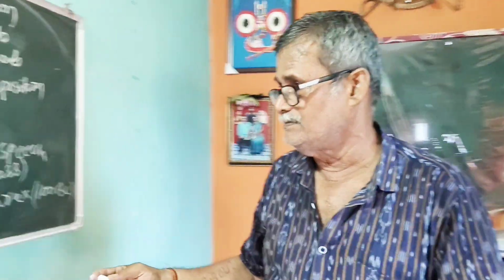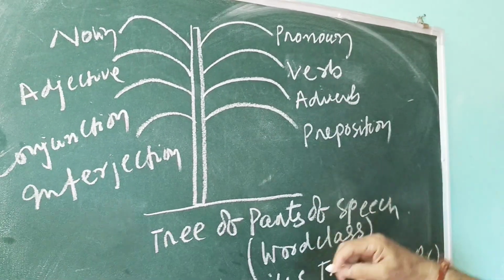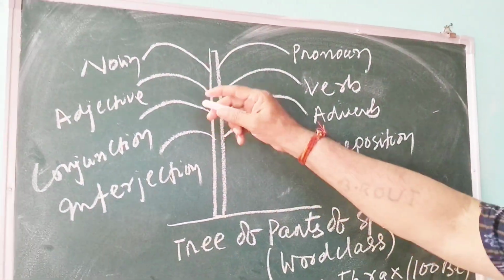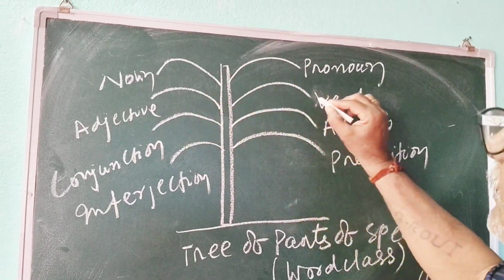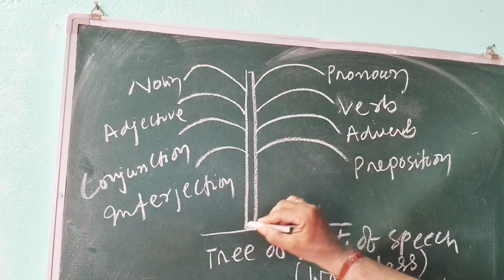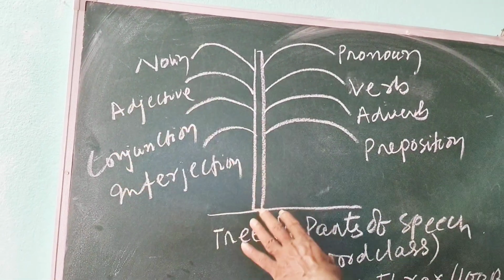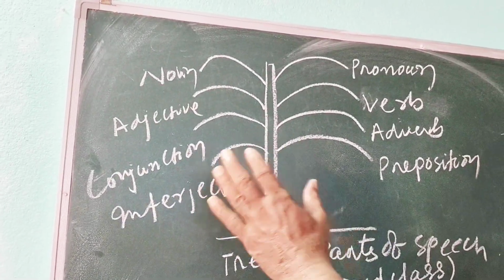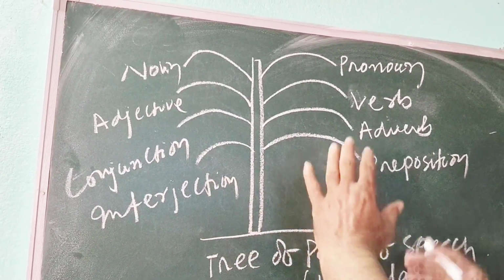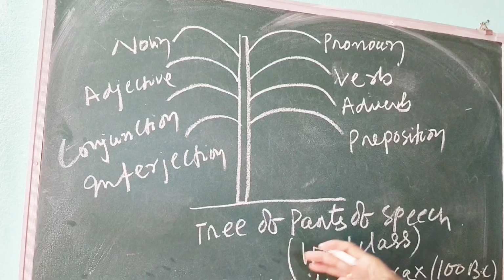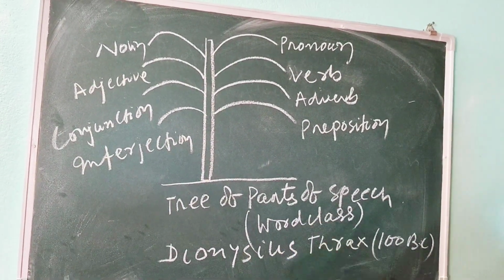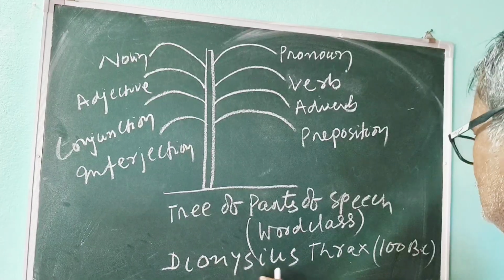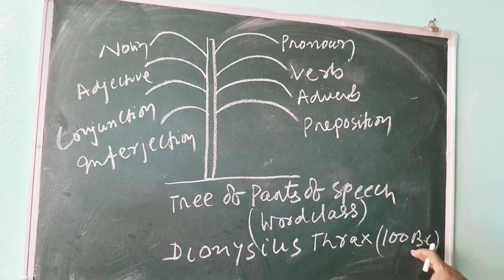Come to the board and see. I prepared a tree of parts of speech. Previously, I have done it. It has 8 branches: noun, pronoun, adjective, verb, conjunction, adverb, interjection, preposition. And according to the acronym that I prepared, nine people are very carefully advancing into the poem. I have named it the tree of parts of speech. In modern terminology, it is called word class, and it was formalized by Dionysius Thrax in 100 BC. Write it down.